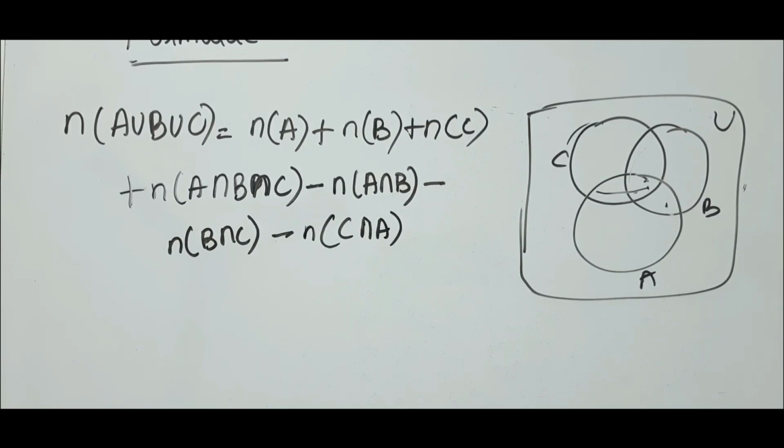So when they ask to find the number of elements in the union of 3 sets, first check whether the number of elements of the intersection of those 3 sets is given or not. Then check whether the intersection of each 2 sets and the number of elements of each set are given or not. If they have mentioned them in the problem, just substitute the values and solve the problem.